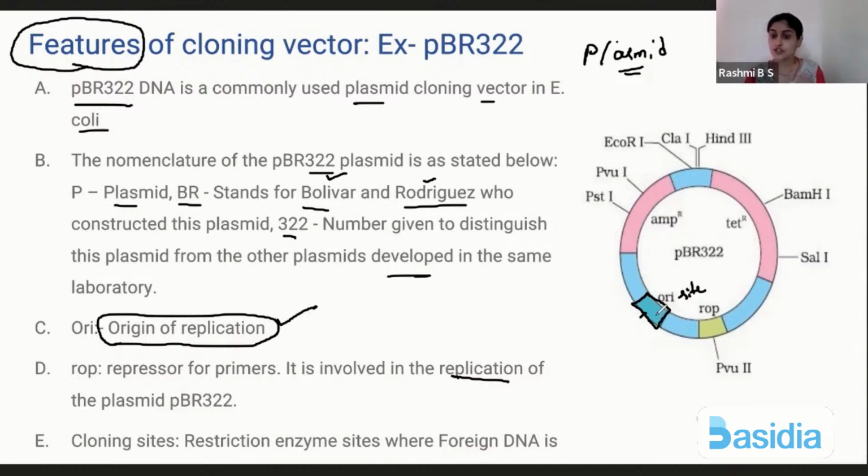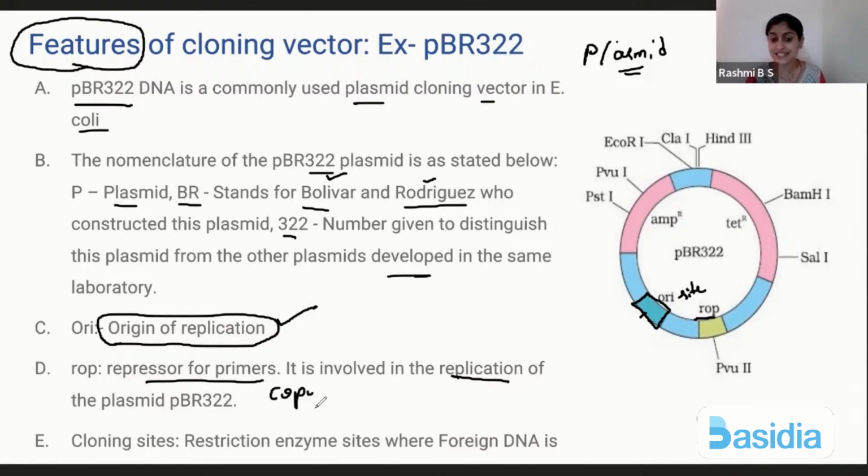Okay. If you observe carefully, next to Ori you have a place called ROP. This is nothing but repressor for primers. Don't worry much about this word, children. Just know this: the full form of ROP is repressor for primers. What is the function of this site? It is going to regulate the copy number.